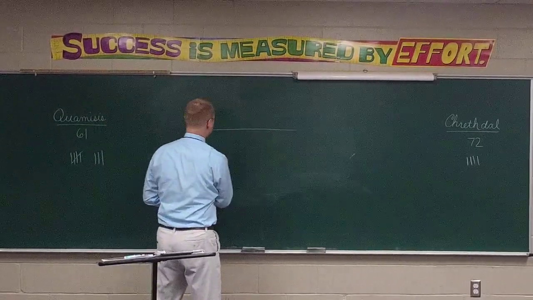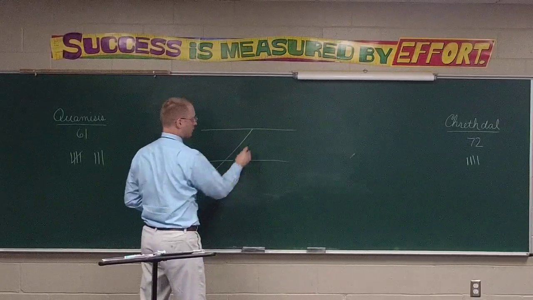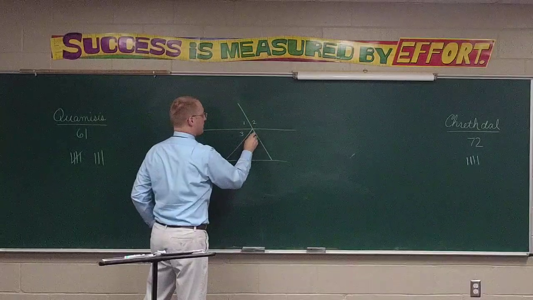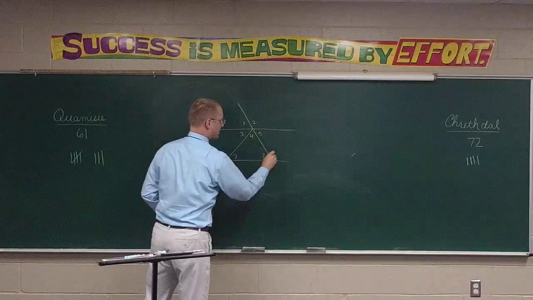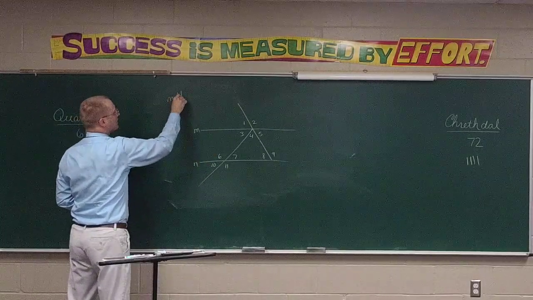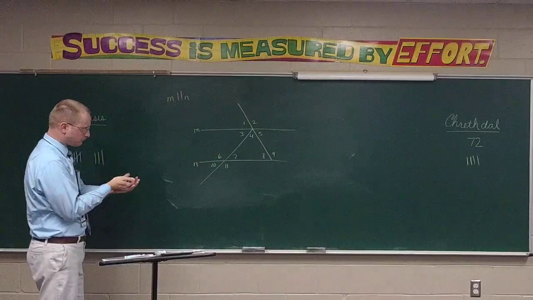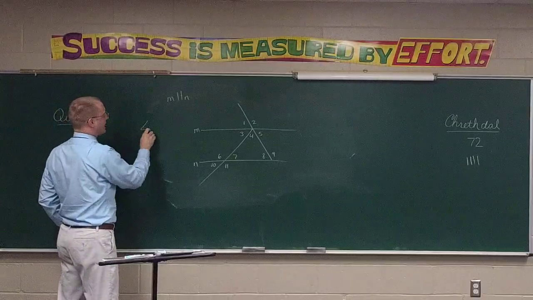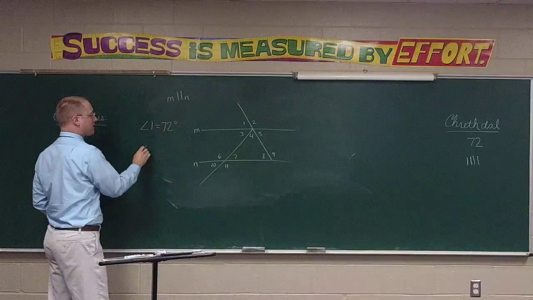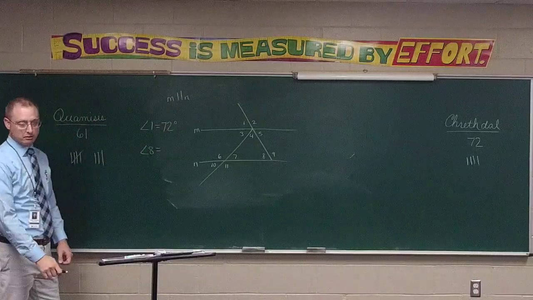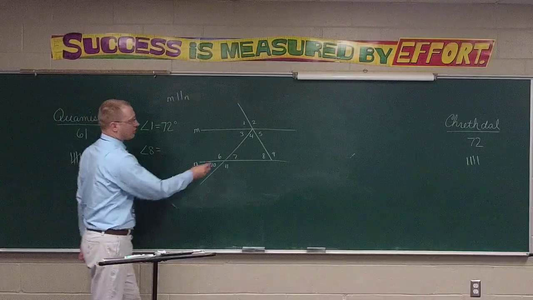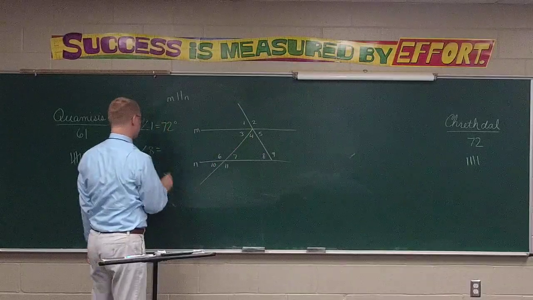All right, so let's suppose we've got some parallel lines. Suppose we've got a transversal here, maybe another transversal here. We're going to call these angles 1, 2, 3, 4, 5, 6, 7, 8, 9, 10, and 11. If we're given that M is parallel to N, and I know that angle 1 is 72 degrees, find the measure of angle 8. 72 degrees, because these are corresponding angles.